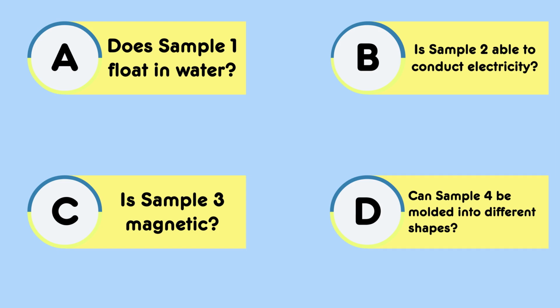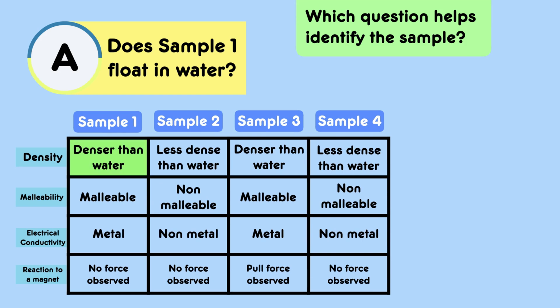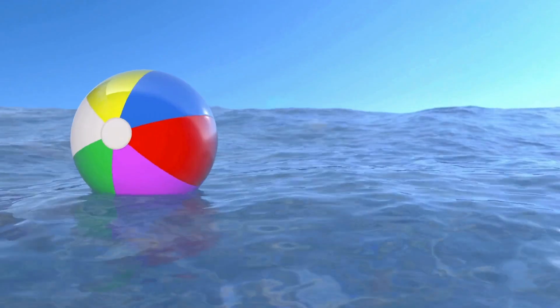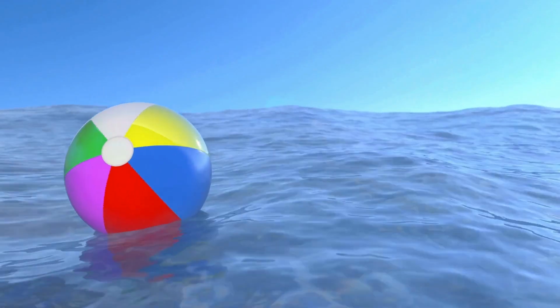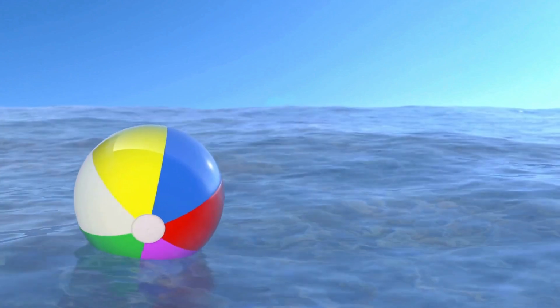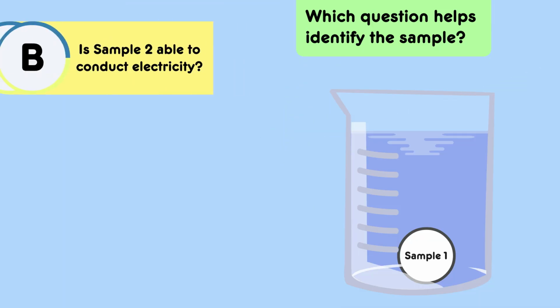Starting off with answer choice A. Does sample 1 float in water? So let's investigate. Look at the density information provided for sample 1 in the table. How might this property affect its buoyancy? Now let's analyze. Consider the potential applications for materials that float. What industries might find this property valuable? Let's move on to answer choice B.